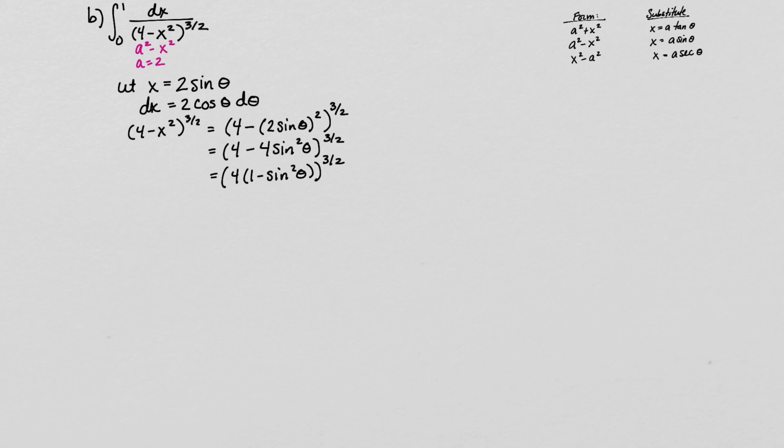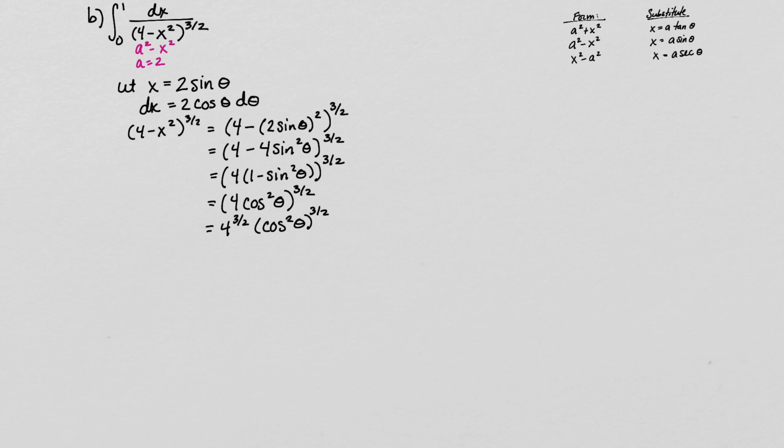Okay, what is 1 minus sine squared theta? Cosine squared theta. So this is going to be 4 cosine squared theta to the 3/2 power. And what's nice about that is now that everything is multiplied inside, I can just distribute that exponent, right? So we're going to end up with 4 to the 3/2 power, and then I have cosine squared theta to the 3/2 power.